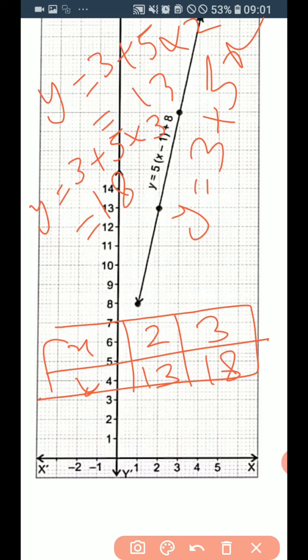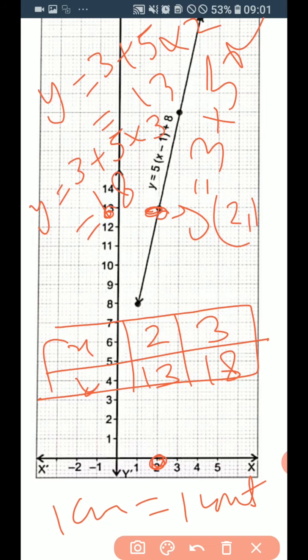Now you can draw its graph. You can assume 1 centimeter equal to 1 unit on your graph paper, right? One measurement, 1 centimeter equal to 1 unit. So the first point is 2 comma 13. Abscissa is 2 and ordinate is 13, that is, the distance on the y-axis is 13. Therefore this point represents 2 comma 13, right?